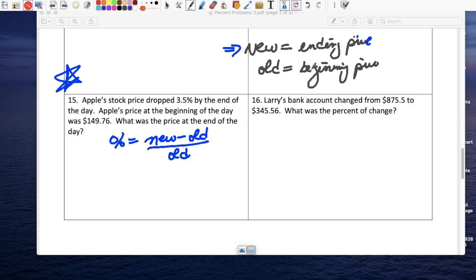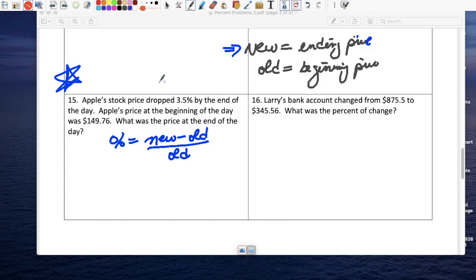Go to the stock market. The market opens at 9:30. Okay, Apple stock opened the day at 149.76. So throughout the day, it went up and down, and then when 4 o'clock hit, when the stock market closed, the price had dropped 3.5%. So you've got choices here. You can just find what 3.5% of 149.76 is, and then subtract, right? Or you can use this formula.